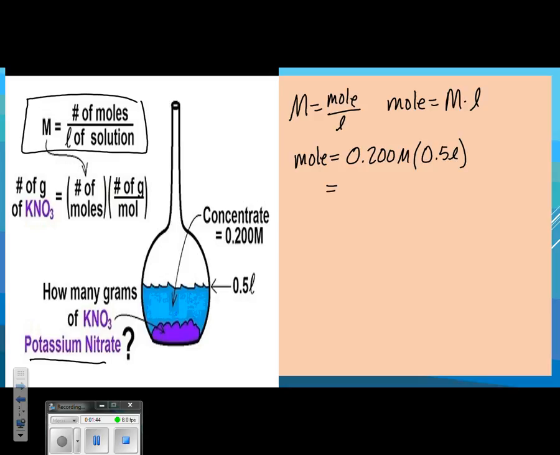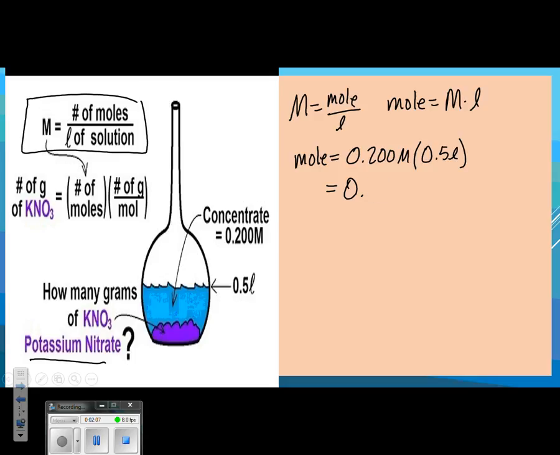If I multiply those together, what am I going to get? If you don't have your calculator out, you're going to want it now, or use a phone as a calculator. You're going to need it today. So get it out. It should be 0.1. 0.2 times 0.5, 0.1.